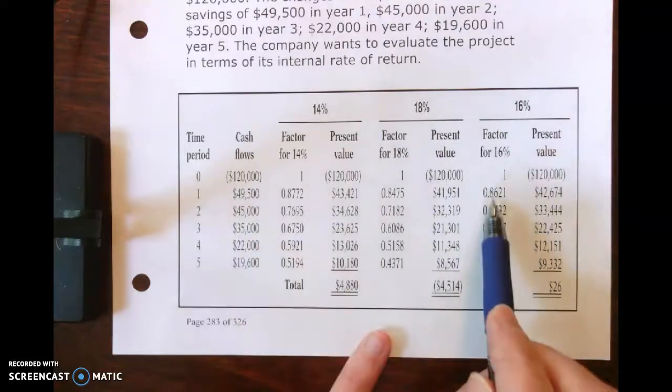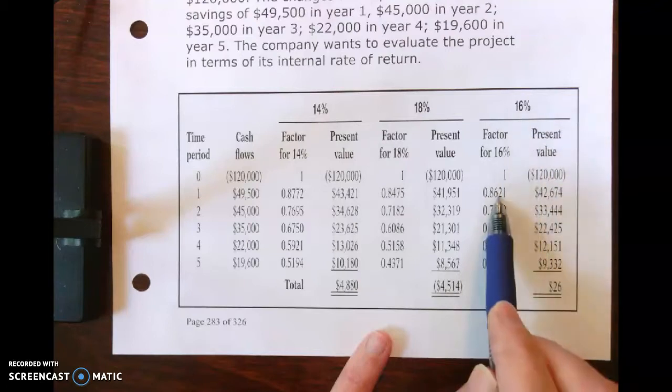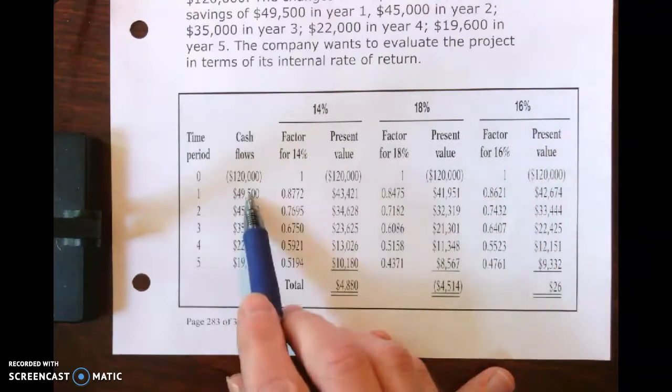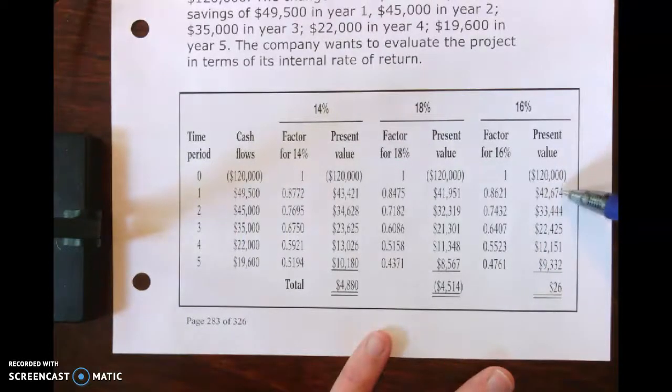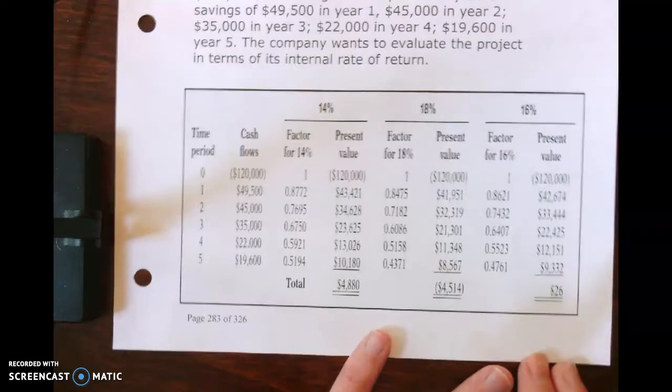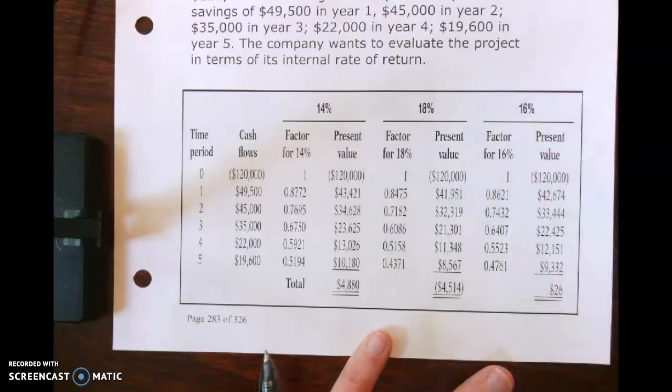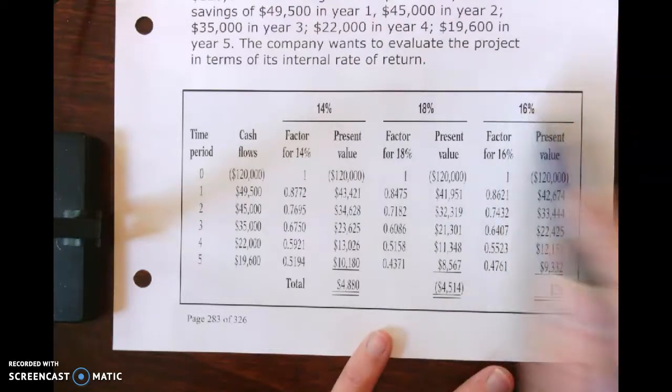Repeat the same thing. This is the present value of a single amount, 16%, period 1, 0.8621 times our 49.5 gives us our present value. We take the present value of our cash inflows, subtract our cash outflow, and we get 26. This is pretty close, especially since our tables are not in decimals, they're in whole numbers. So we can assume that 16% is our internal rate of return because our net present value is pretty close to 0. In reality, if you really want to get very specific, the exact internal rate of return is slightly over 16%.